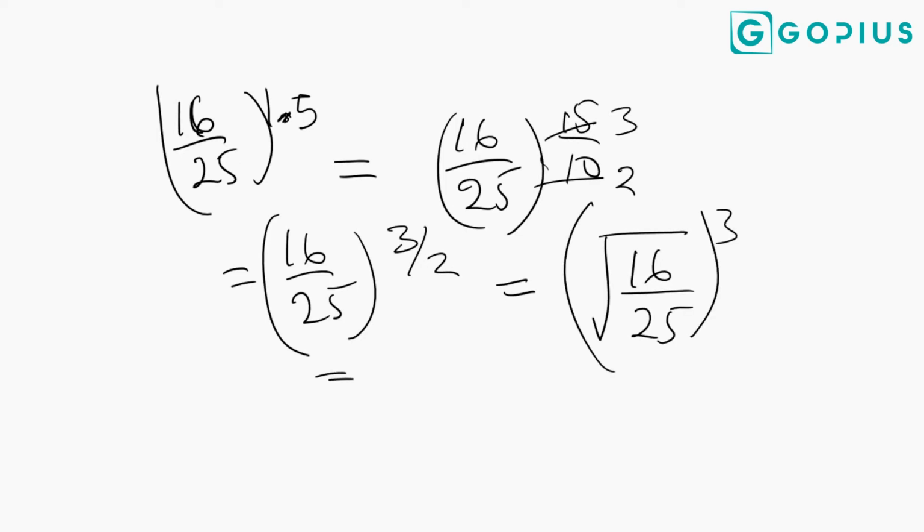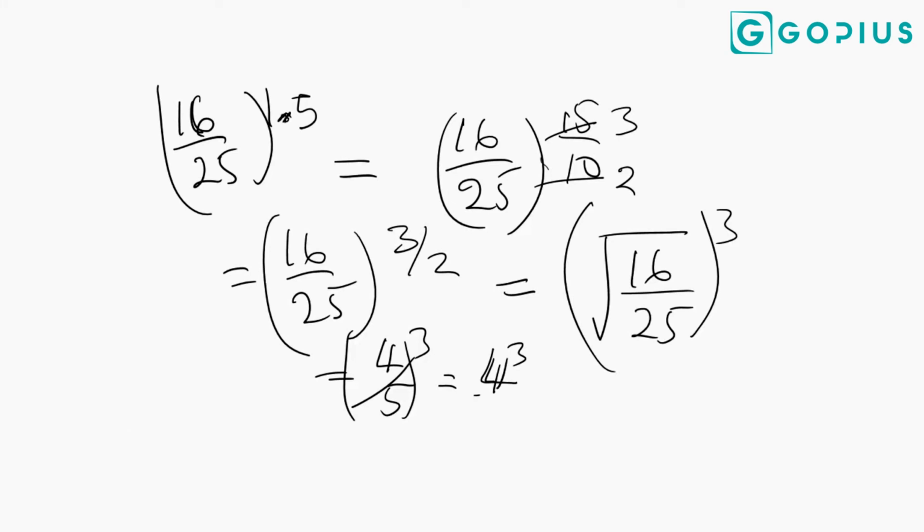3. Now, of course, 16 is a perfect square. I've explained that earlier. 4 times 4 is 16, so 16 is called a perfect square. So the square root of 16 will give us 4. So we have 4 divided by the square root of 25. 25 is equally a perfect square. 25 is 5 times 5. So the square root of 25 will give us 5, all raised to the power what? 3, which means 4 cubed.